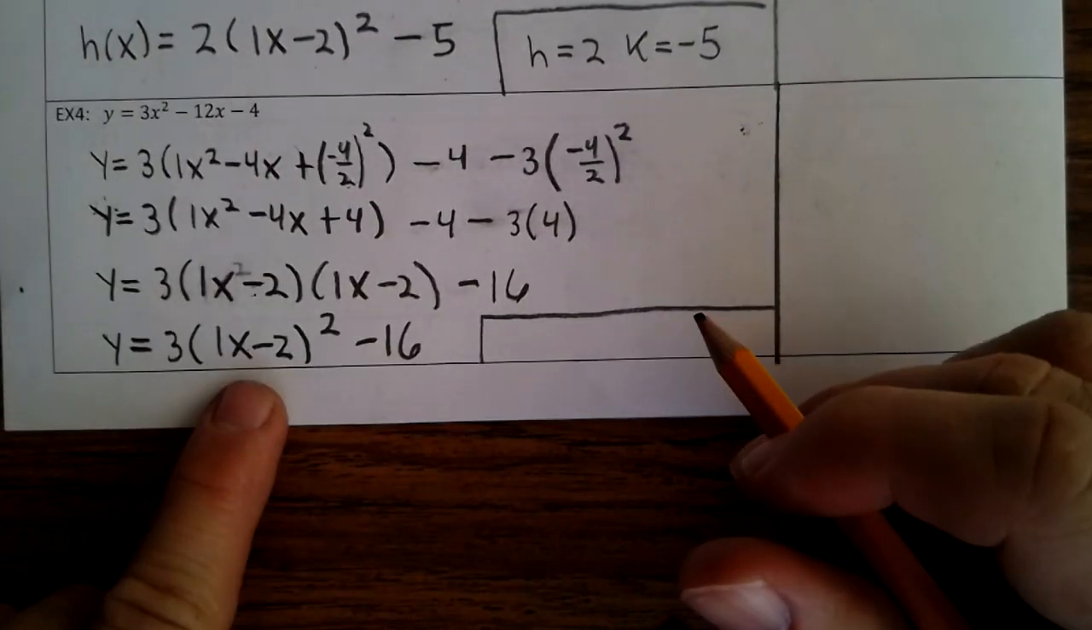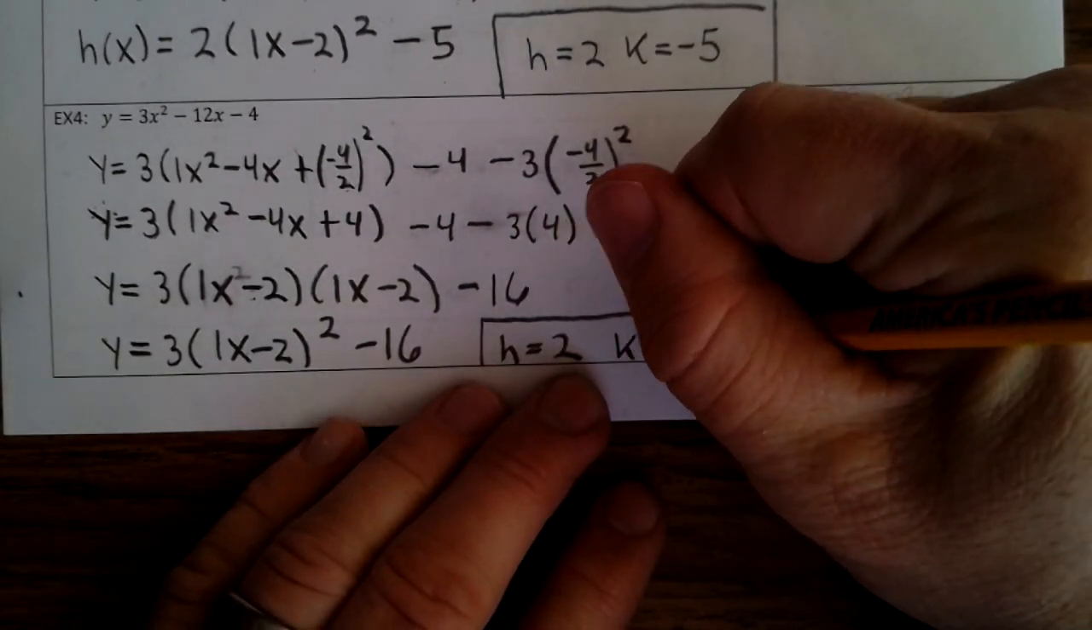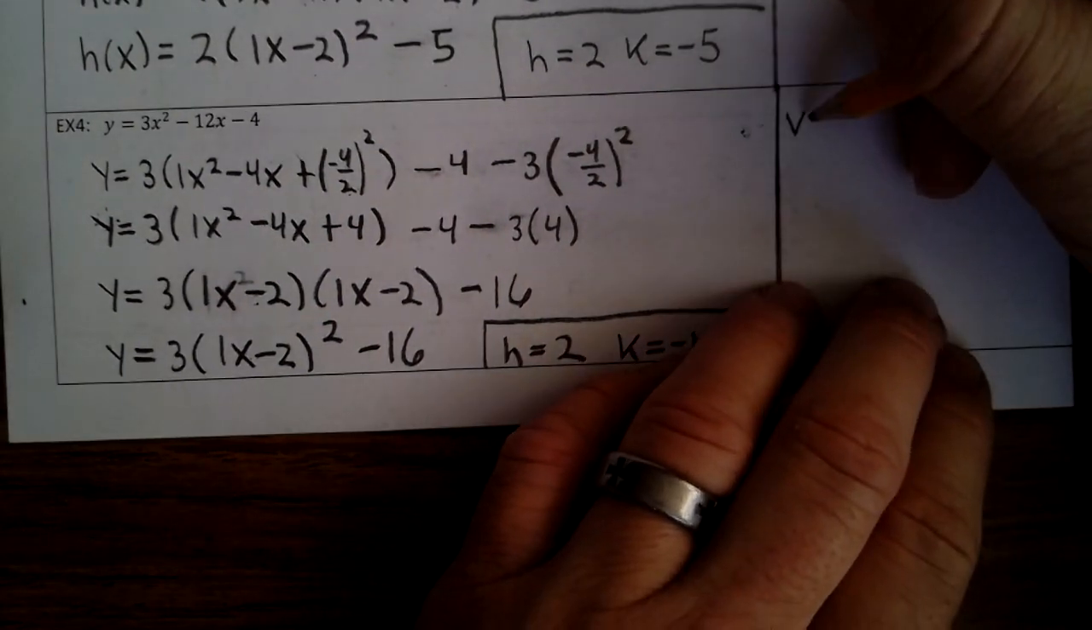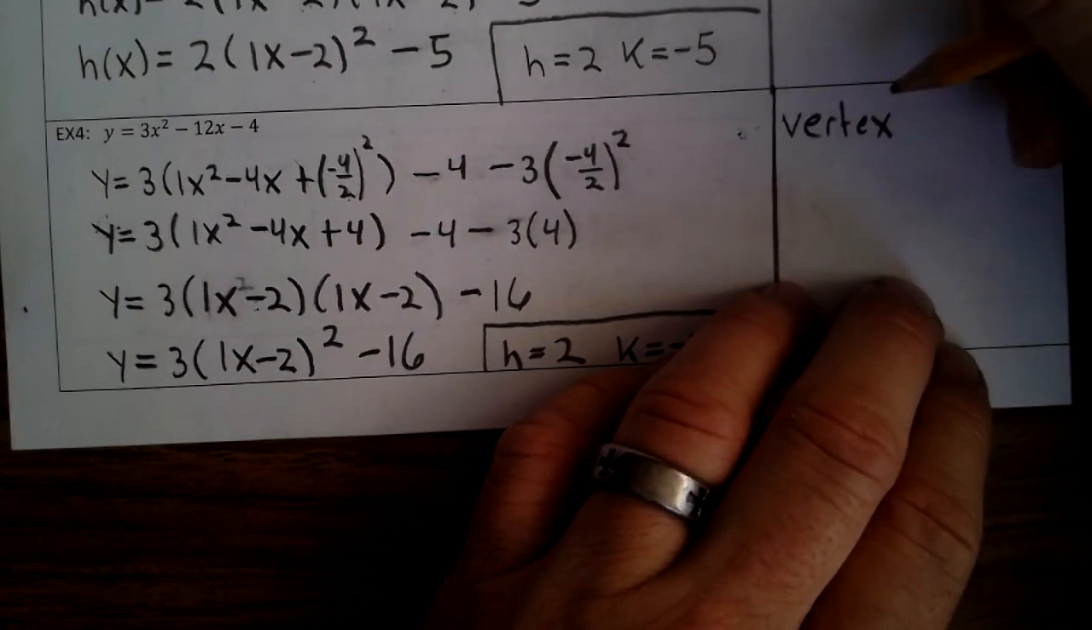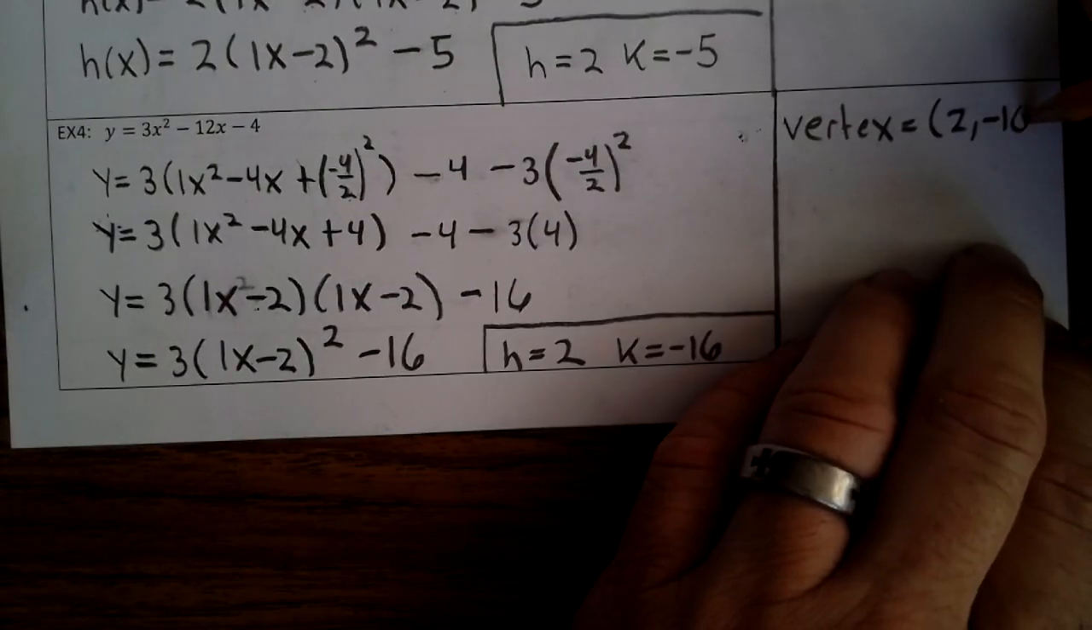So for the vertex, h is 2, k is negative 16. So your vertex is 2, comma, negative 16.